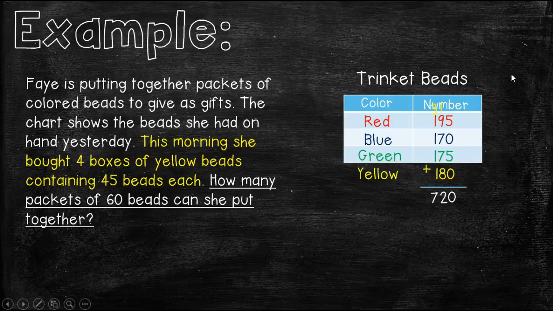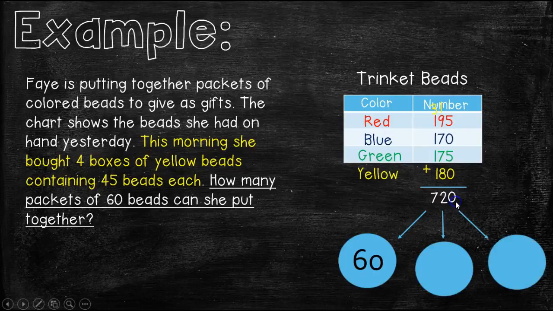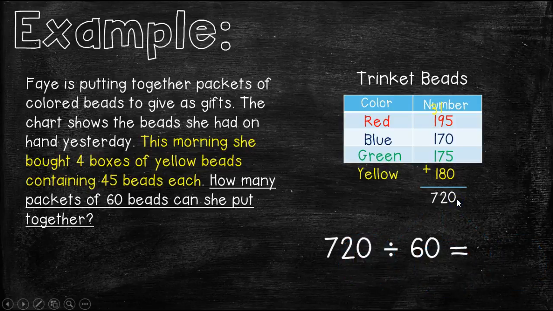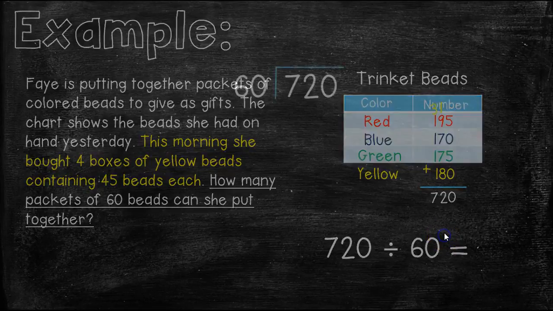Have we answered the question of how many packets of 60 beads can she put together? Not yet, but we're close. So now we know how many total beads we have, but now we have to decide how many different groups of 60 can we put together? Well, in order to figure that out, that is going to be a division problem. So 720 divided by 60 is going to answer our question for us.